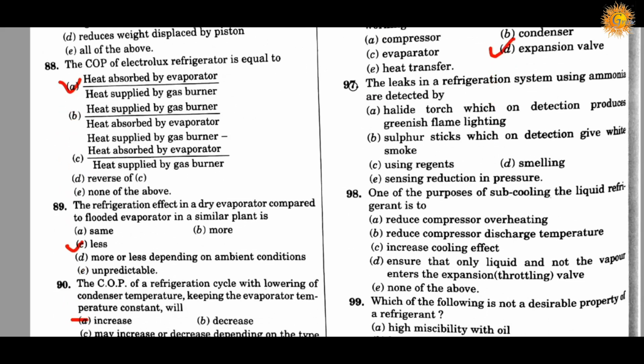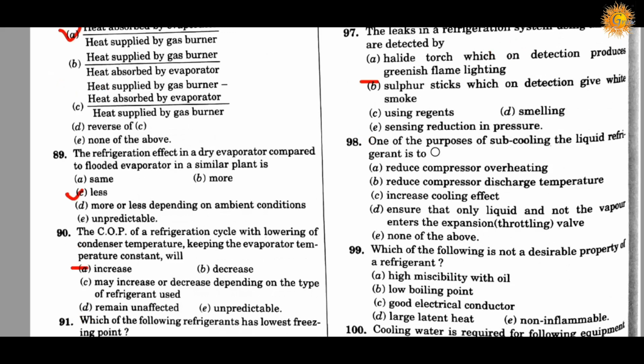Question 97. The leaks in a refrigeration system using ammonia are detected by: option A, halide torch, which on detection produces greenish flame lighting; option B, sulfur sticks, which on detection give white smoke; option C, using reagents; option D, smelling; option E, sensing reduction in pressure. So correct answer 97 is B, sulfur stick, which on detection gives white smoke.